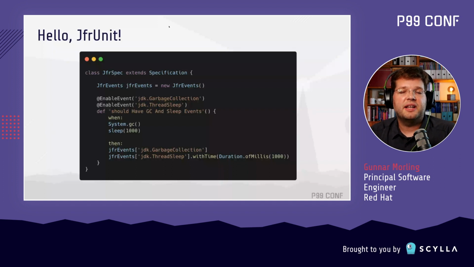And then within the test itself, I think it's pretty self-descriptive. So I have this when part, and there the actual code under test is happening. So this is the functionality, or my business functionality, I should say, which I would like to analyze. So this will trigger some flight recorder events. And then in the then part, I analyze them. And now this test, for instance, would fail if there wasn't this garbage collection event, or if there wasn't this thread sleep event with the right duration.